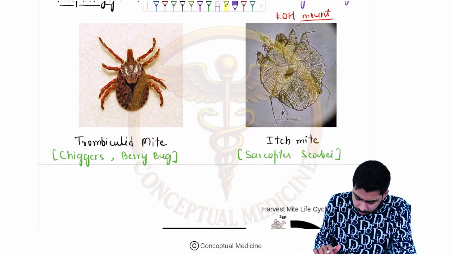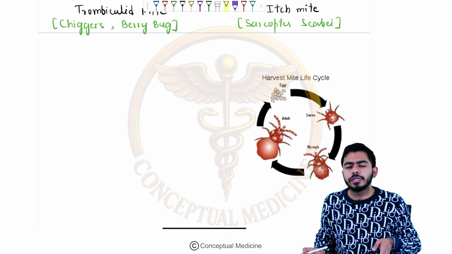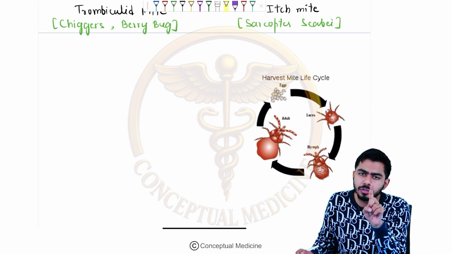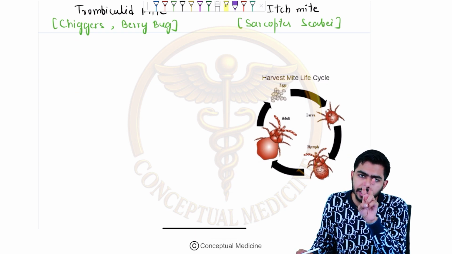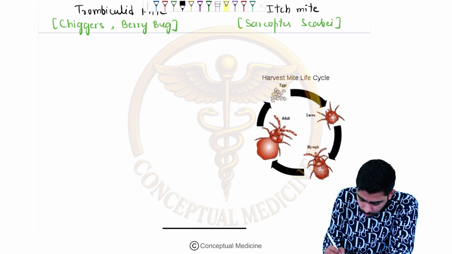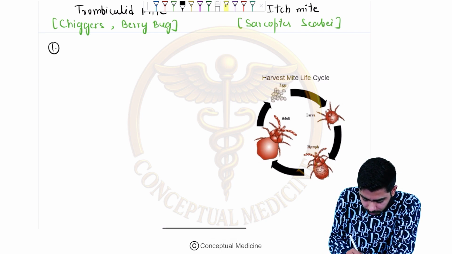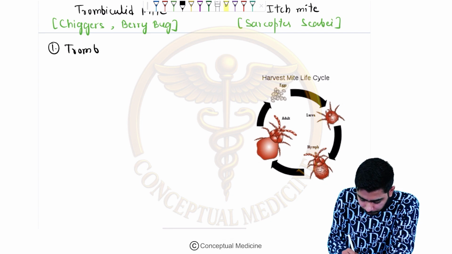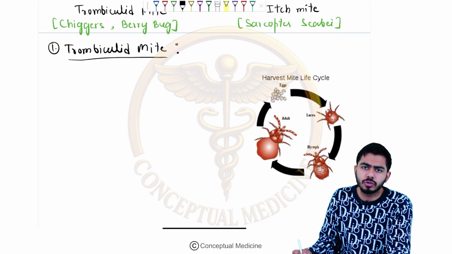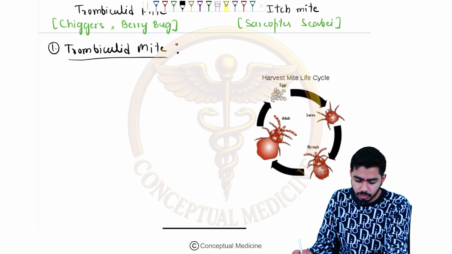Okay, so now let me start with the very first one, guys, that is the trombiculid mite. Here we have two kinds of mites. One is the trombiculid mite, also called chiggers or berry bug, and the second one is the Sarcoptes scabiei, also called the itch mite. So now let me take the very first one, the trombiculid mite. I have already told you that they have different names, chiggers or berry bug.